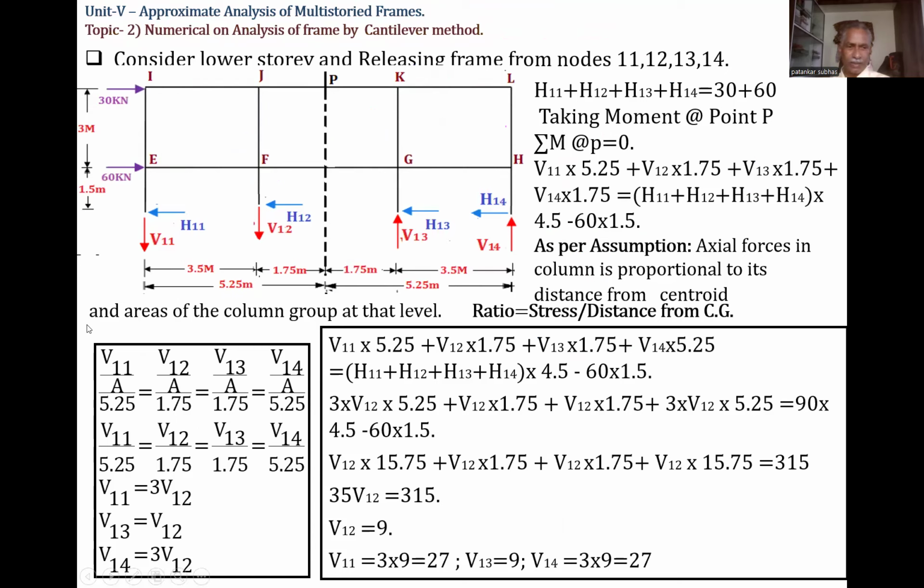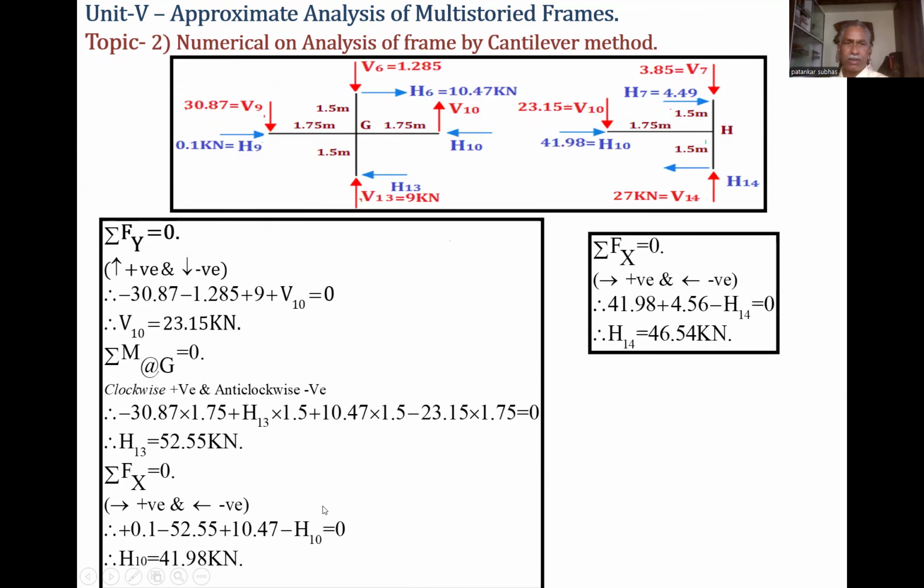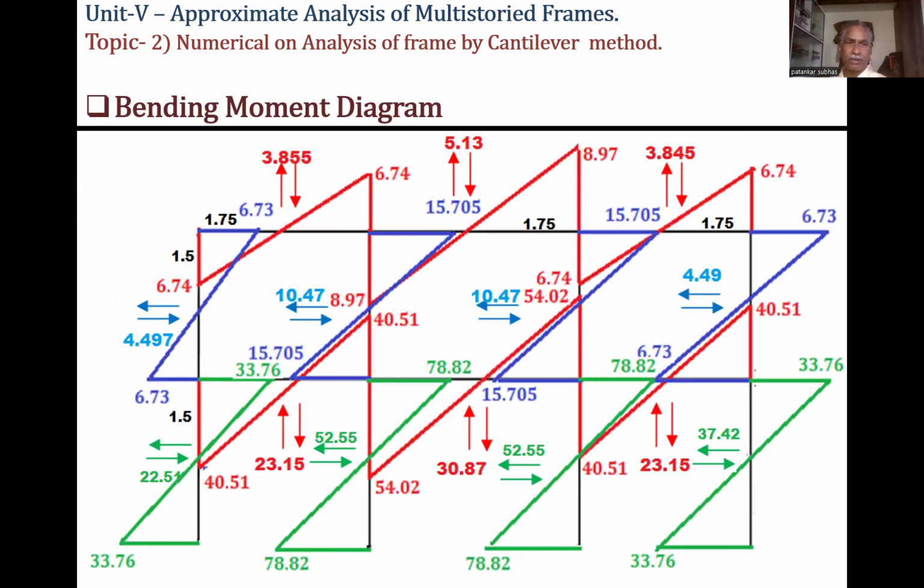And then again we consider the second story and repeat the same procedure. As the axial stress is the same, the proportion is also the same. In the same manner, V11 is equal to 3 times V12, V13 is equal to V12, V14 is equal to 3 times V12, because the frame is symmetrical. So again we get the axial forces and the shear forces, and this is the bending moment diagram. Moment is equal to the horizontal force multiplied by h by 2, that gives the moment in every column. So it is very simple.